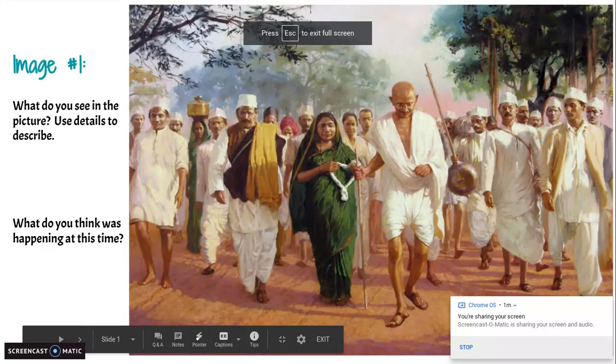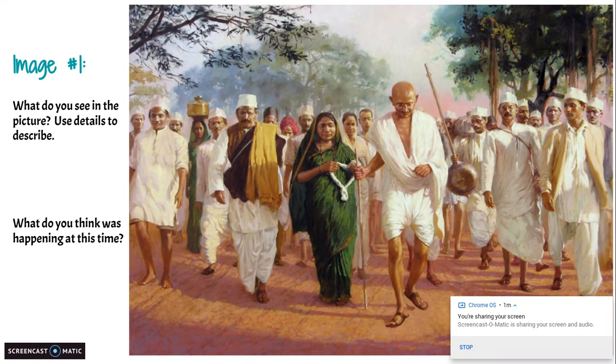Taking a look at an image. What do you see in the picture? What details would you use to describe it? What do you think was happening at this time?